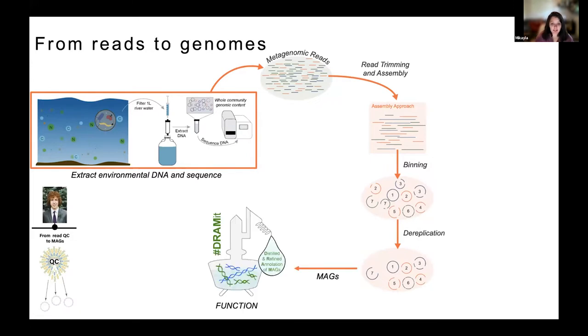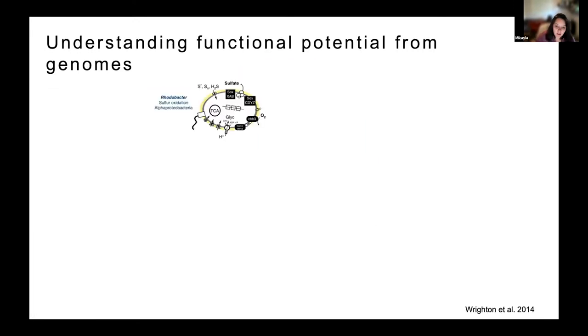So the next step is DRAM. And so this is the annotation of those metagenome assembled genomes. And so what this does is assign function to the microbial genome. So if we think about assigning functions to a microbial genome, what does this really mean? We can sift through the genes within each genome to find the functional genes and then connect those functions to larger processes. So here I'm showing you an example of a genome cartoon.